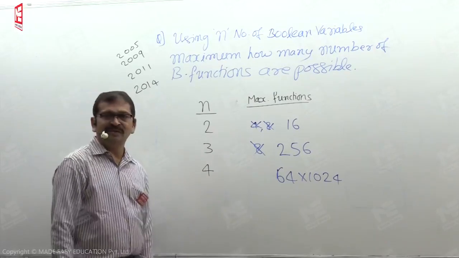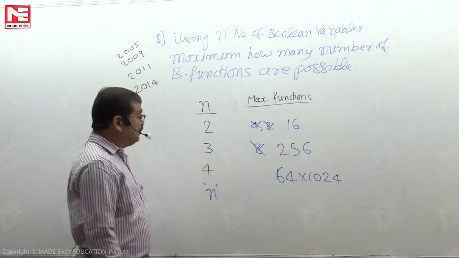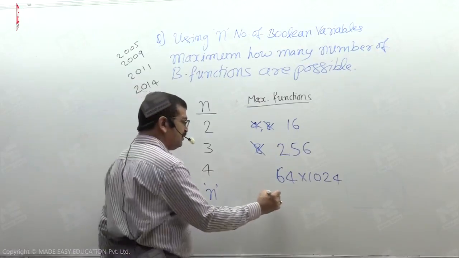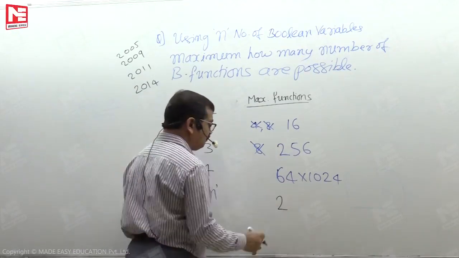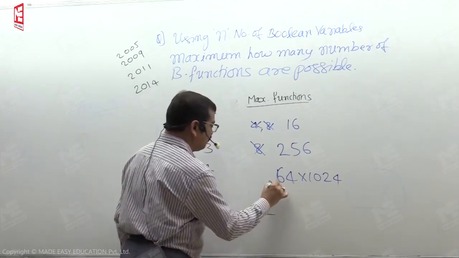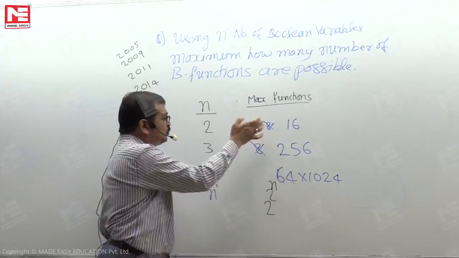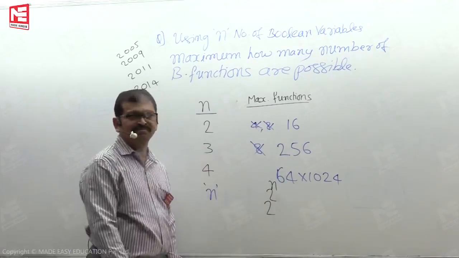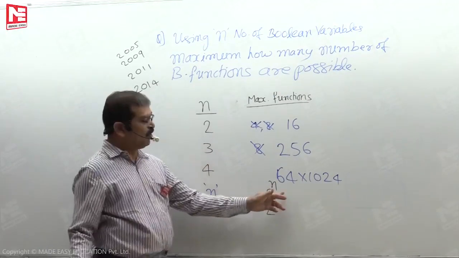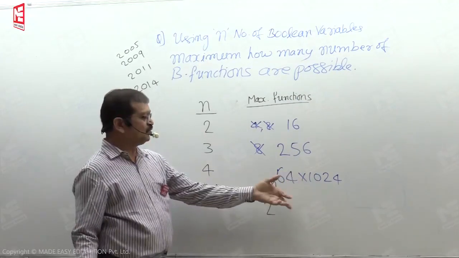While looking at these numerical values, it is definitely possible to recognize, by using n Boolean variables, maximum how many number of functions are possible. The formula is 2 to the power of 2 to the power of n. In this case, n is 2, so 2 to the power of 2 is 4, so 2 to the power of 4, effectively 16. In this case, n is 3, so 2 to the power of 3 is 8, effectively 2 to the power of 8, because 2 to the power of 8 is 256, and so on in general.